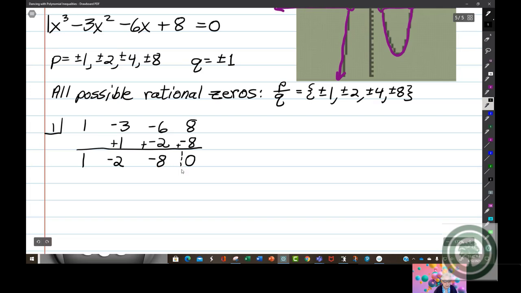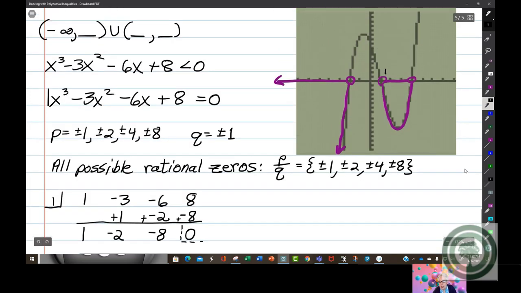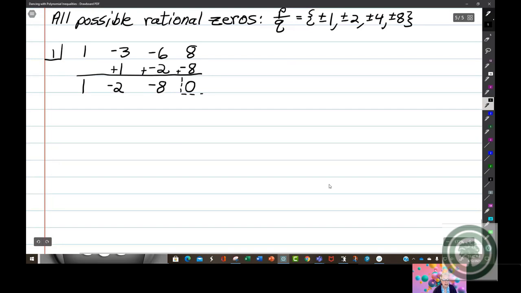Now, everybody who remembers what we talked about last week knows that this is the best thing that could happen. Woo-hoo! It means that 1 is a 0 of this polynomial, x to the third minus 3x squared minus 6x plus 8. What we're left with, this was a third degree polynomial. After you do synthetic division once, the quotient, what you get when you divide, is a degree less. So this is x squared minus 2x minus 8. That's the quotient.